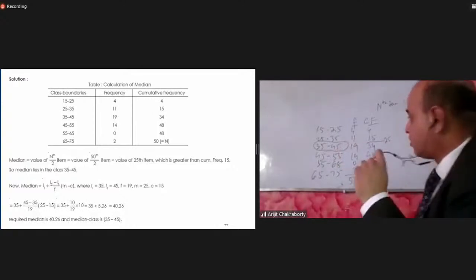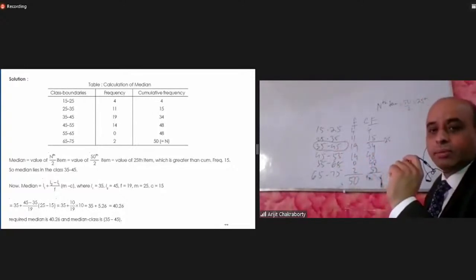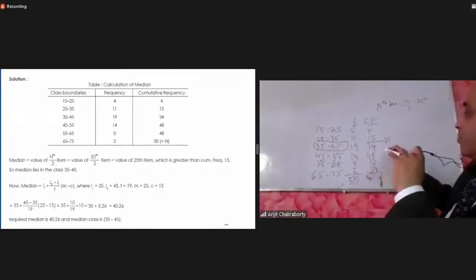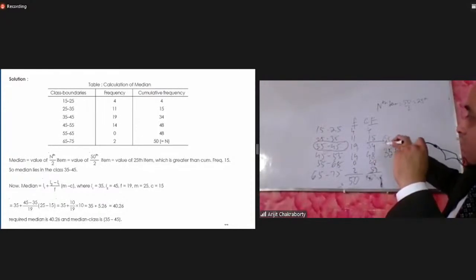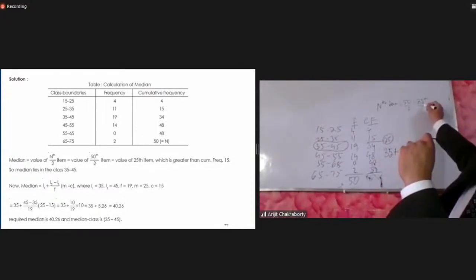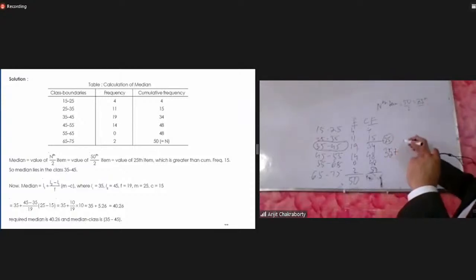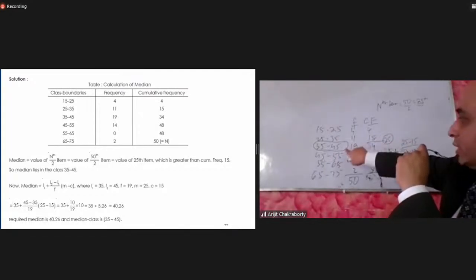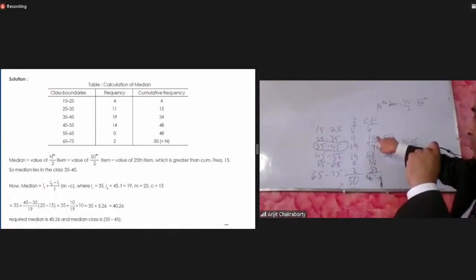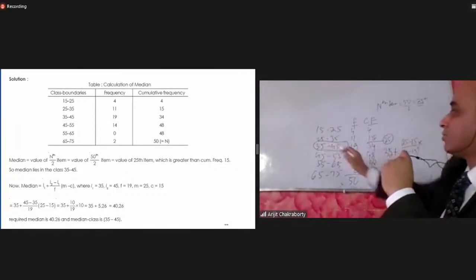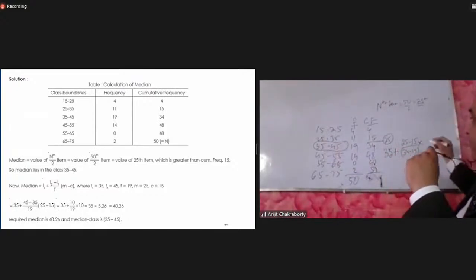So please note the formula which we are using. We will take 35 as the median class. So the formula is 35 plus 25, the value you have got, the 25th number, minus 15, the lower cumulative frequency, divided by 34 minus 15, that is the cumulative frequency of the median class minus the cumulative frequency of the preceding class, multiplied by the class interval. Here the class interval is 10.